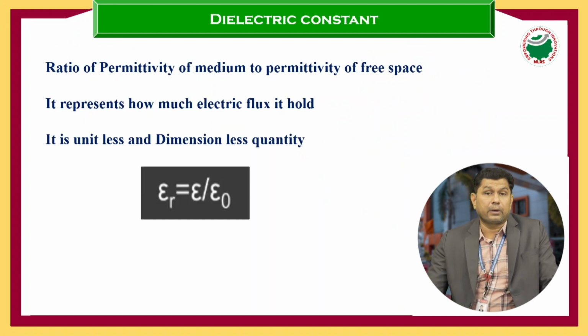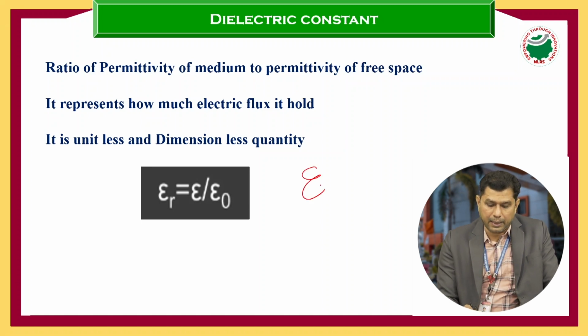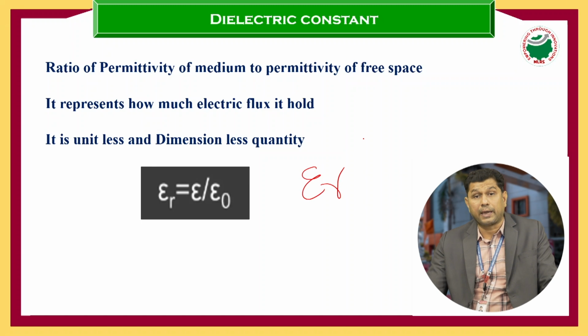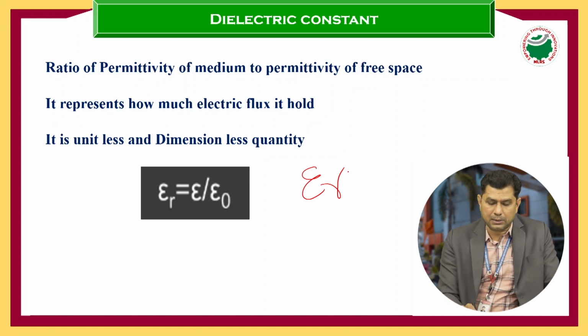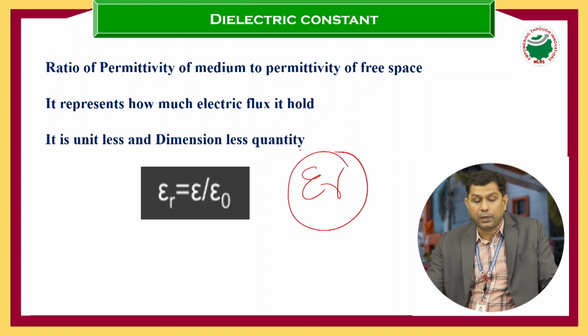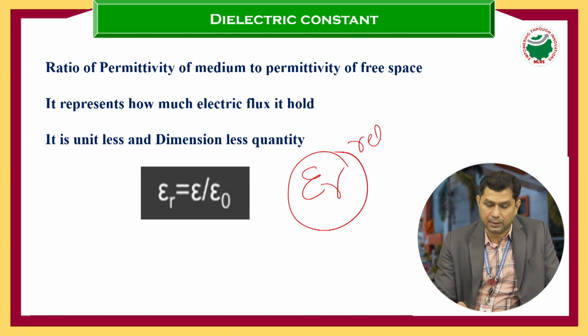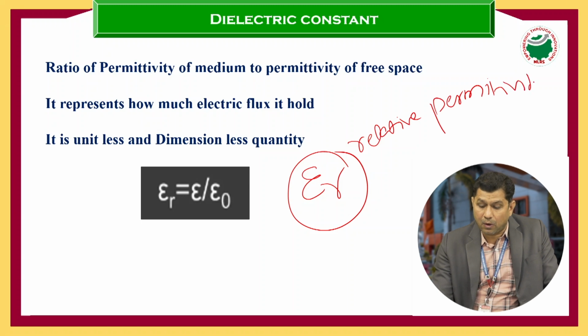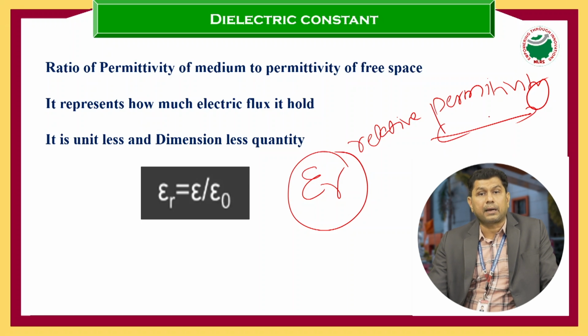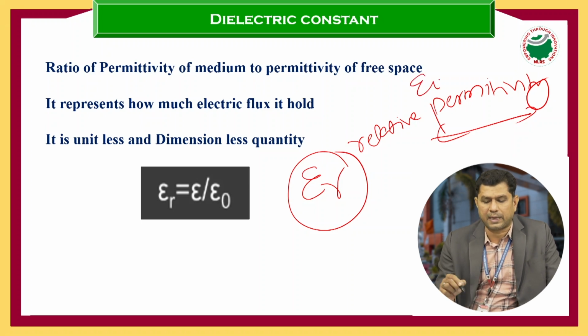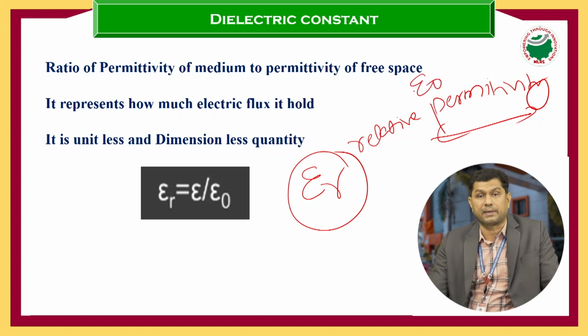Next important concept, that is called dielectric constant. Dielectric constant is denoted with epsilon r. Epsilon r is also known as relative permittivity. What is this called? Relative permittivity. First of all, what is permittivity? Permittivity is nothing but the conducting capacitance of electric line of force in free space. Simply free space means you can call it as epsilon naught, permittivity of free space.